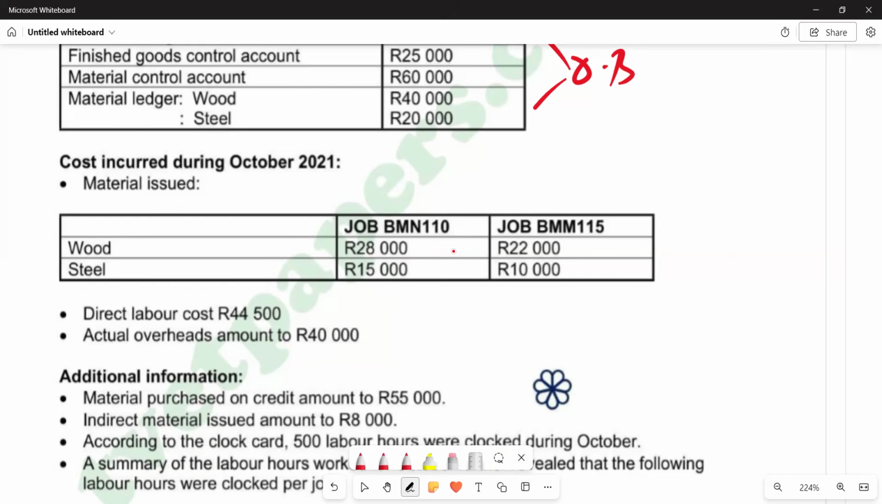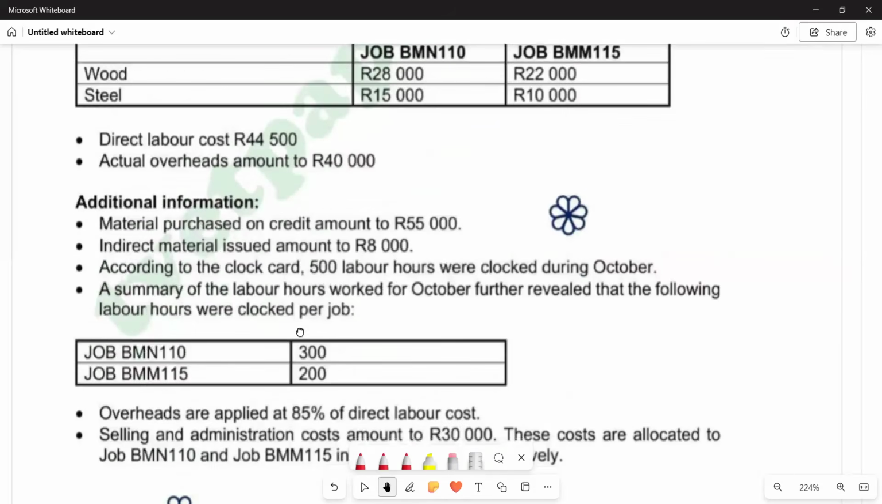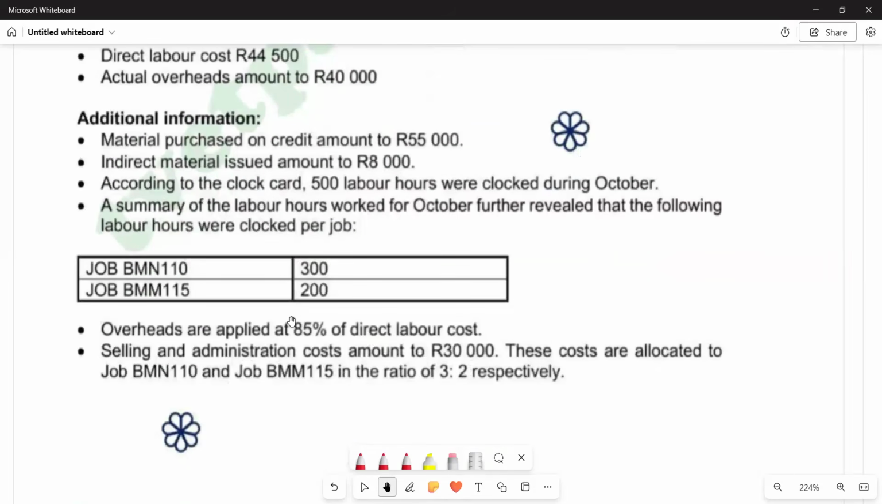Then we've got additional information that you need to go through before you answer the question. You can go over everything in the additional information, but we can go to the description of that table. A summary of the labor hours worked for October further revealed that the following labor hours were clocked per job: job BMN 110 with 300 hours, and job BMM 115 with 200 hours.